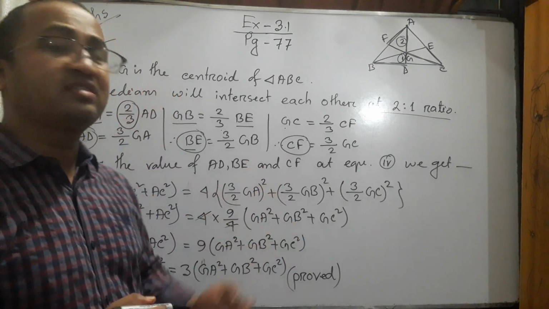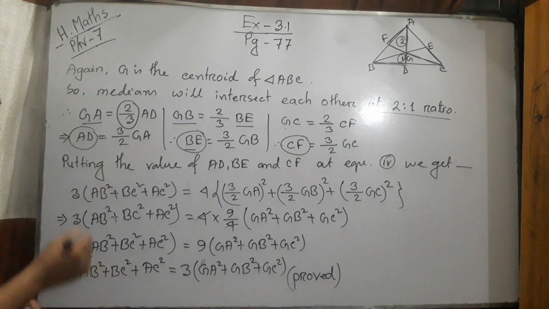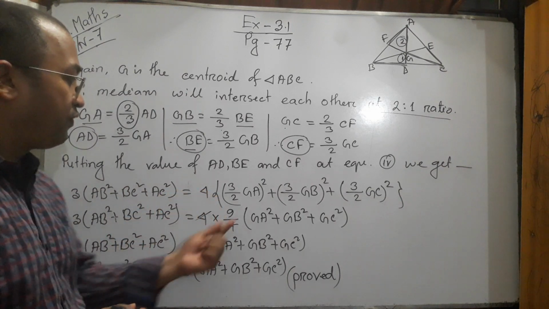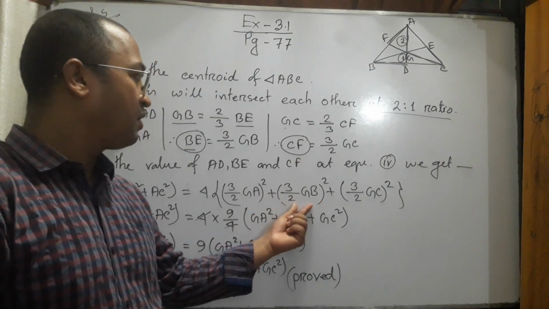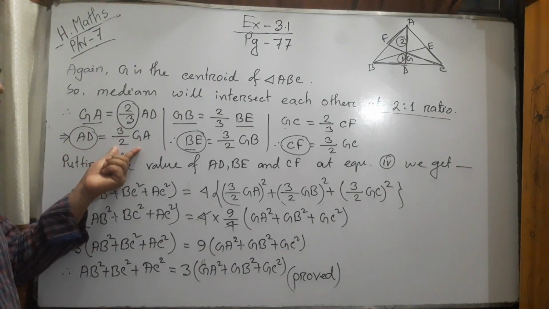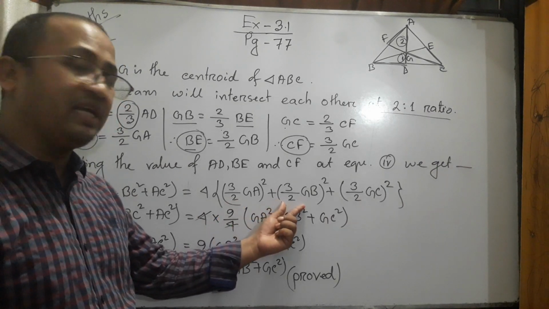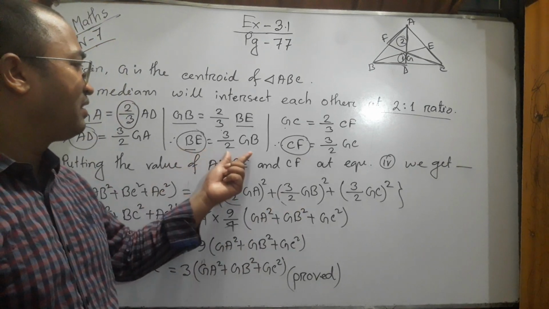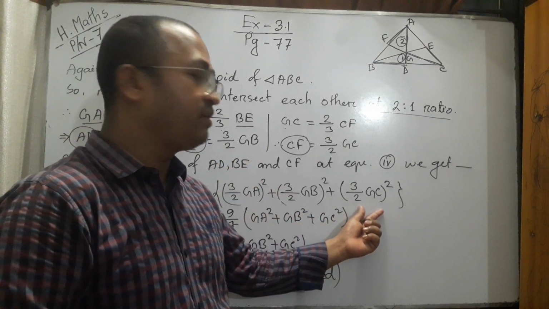Now we will put these 3 values in equation number 4. What was equation number 4? It was 3AB square plus BC square plus AC square equal to 4AD square plus BE square plus CF square. Now look, what is the value of AD? The value of AD is 3/2 GA, so it will be 3/2 GA whole square, and we will put the value of BE as 3/2 GB whole square. Similarly, the value of CF is 3/2 GC whole square.